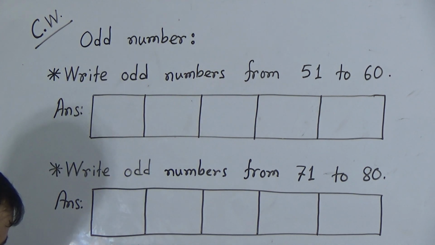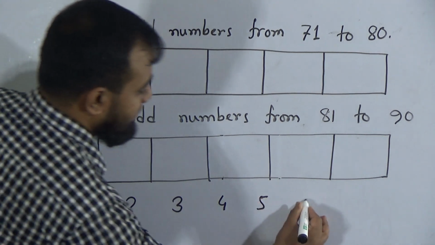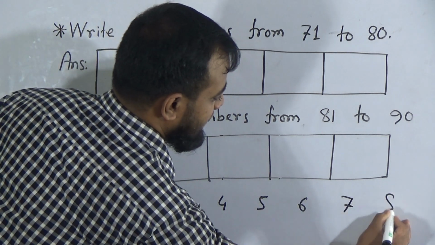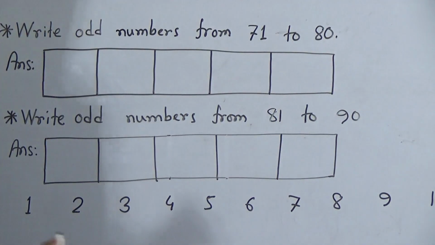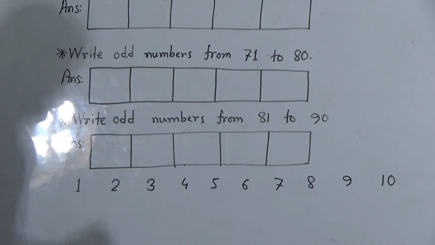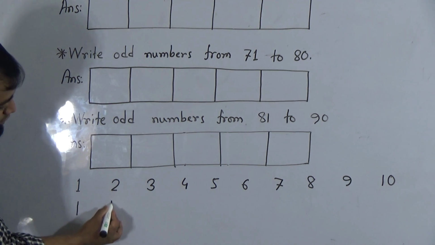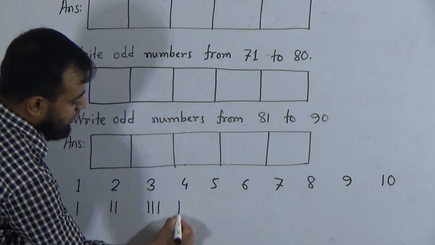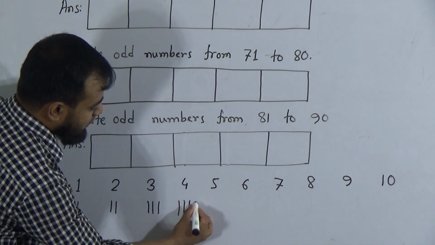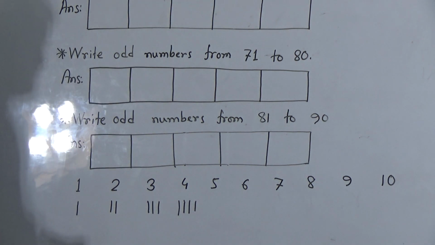I am writing the numbers from 1 to 10: 1, 2, 3, 4, 5, 6, 7, 8, 9 and 10. Now we can write down the sticks. For 1 there will be 1 stick. For 2 there will be 2 sticks. For 3 there will be 3 sticks. For 4 there will be 4 sticks. 1, 2, 3, 4.